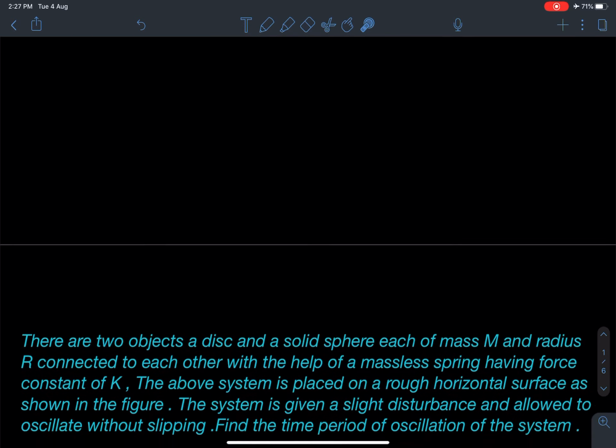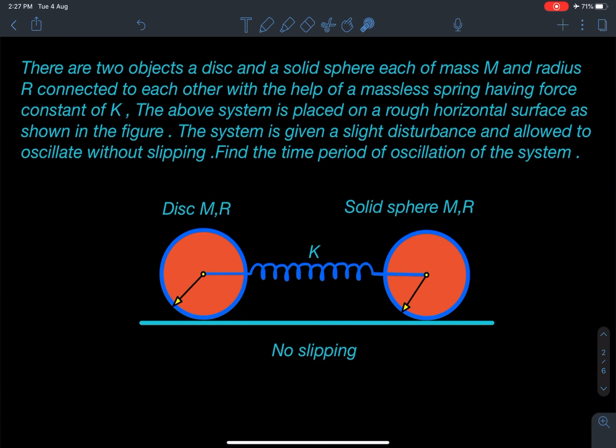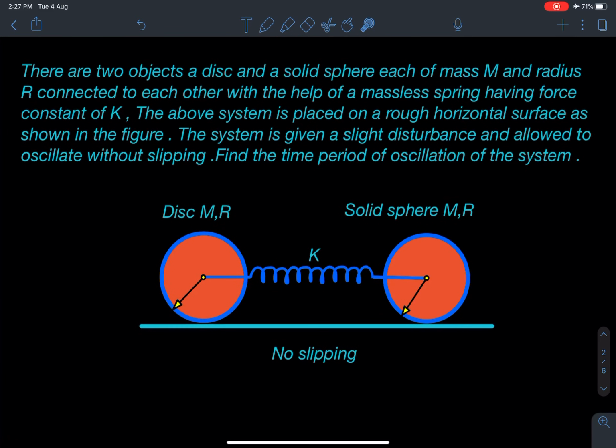Here is the statement of this problem. There are two objects, a disk and a solid sphere, each of mass m and radius r, connected to each other with the help of a massless spring having force constant k. The above system is placed on a rough horizontal surface as shown in the figure. The system is given a slight disturbance and allowed to oscillate without slipping. Find the time period of oscillation of the system.